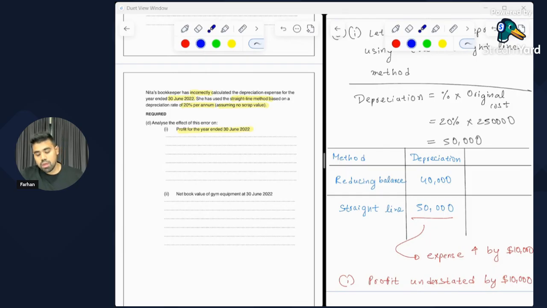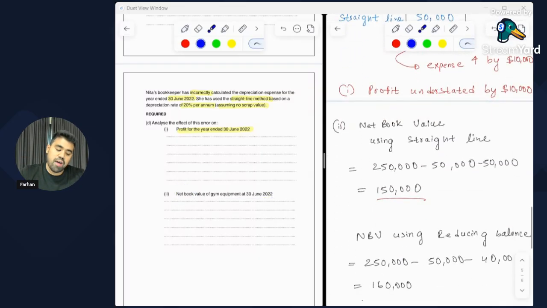The next part is asking you to analyze the effect of this error on the net book value of the gym equipment at 30 June 2022. The net book value at any given point in time, regardless of whatever depreciation method you're using, is calculated as the original cost minus the accumulated depreciation. What do we understand by accumulated depreciation? Accumulated depreciation refers to all the depreciation expense for every year of usage of the asset since the day of purchase.